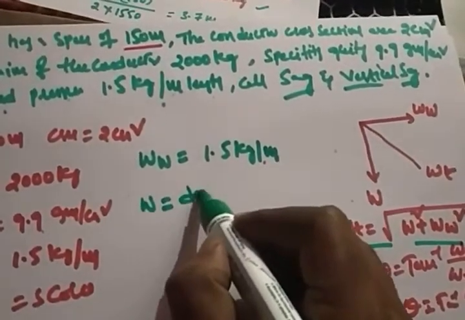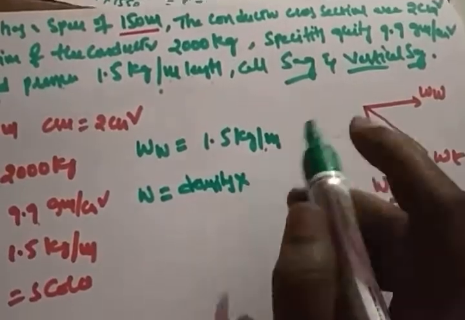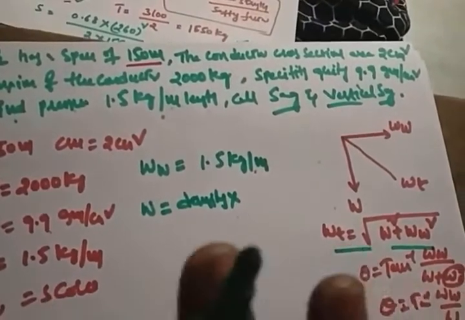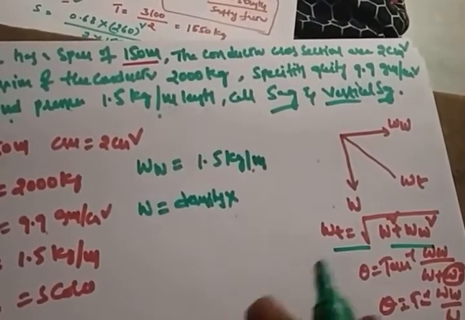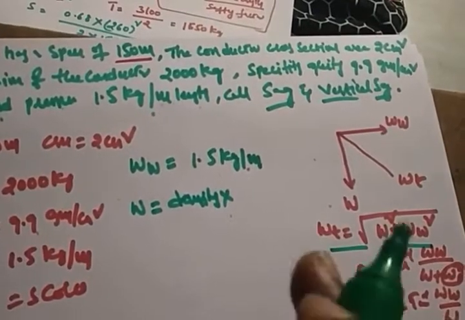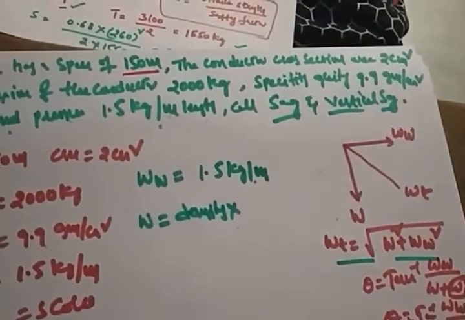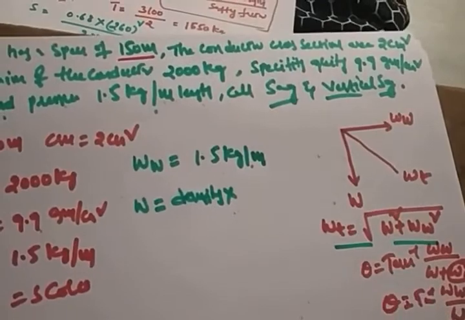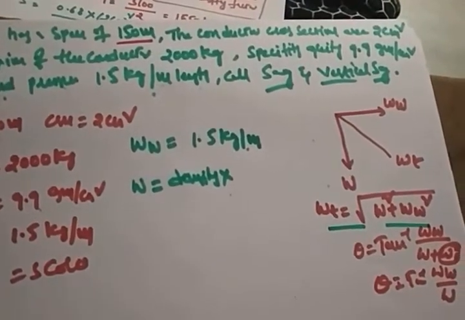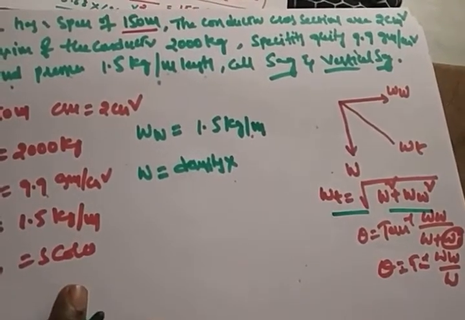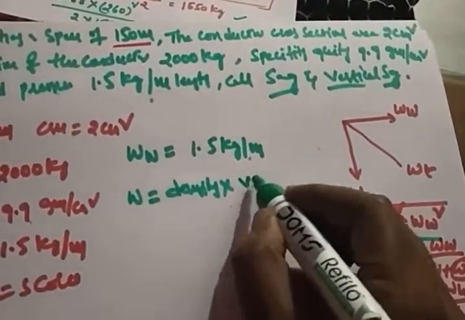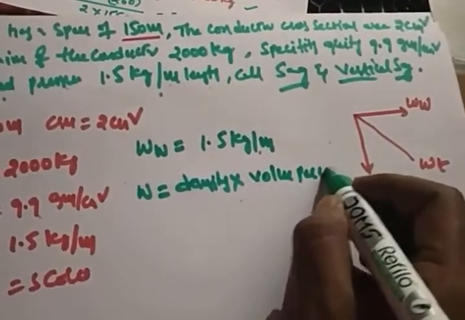Density into volume. That's why I said earlier, they won't directly give the weight of the conductor, the weight of the ice loading, or the weight of the wind pressure. If they directly give it, it doesn't have any problem, you don't have any difficulty finding the values. So it is density into volume per unit length.